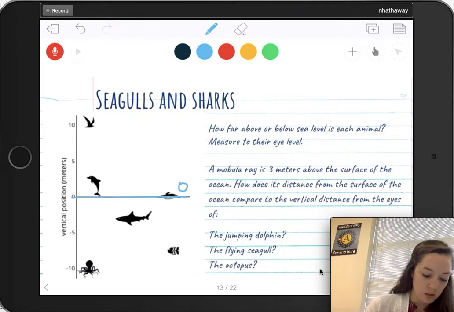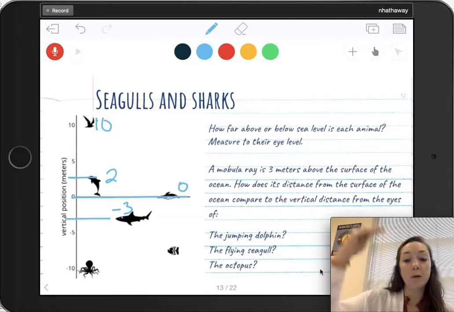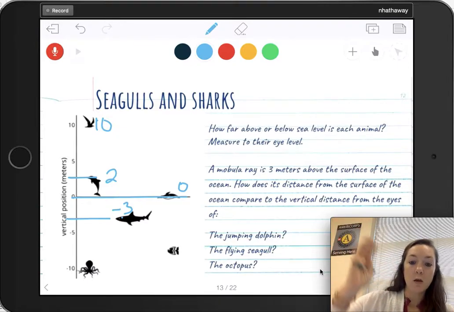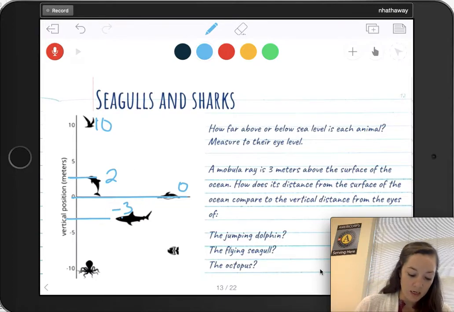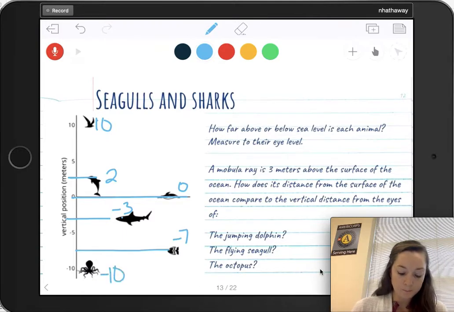So let's do this top one. This would assume a seagull. It looks to be about 10. The dolphin looks to be maybe about 2, 2.5. We'll just say 2 for now. The shark seems to be right around maybe -3 because it's below sea level. So above 0 we know is positive. Below sea level is going to be our negative numbers. Then this fish right here, maybe about -7. And then the octopus looks to be about -10.